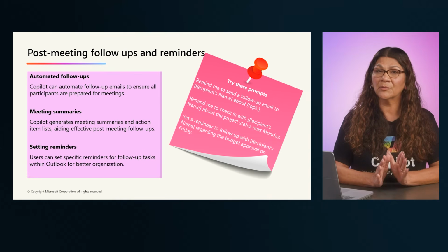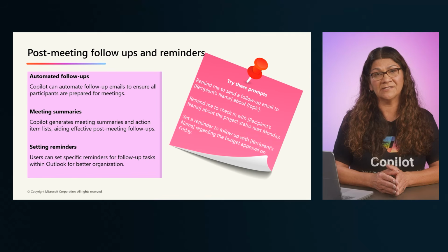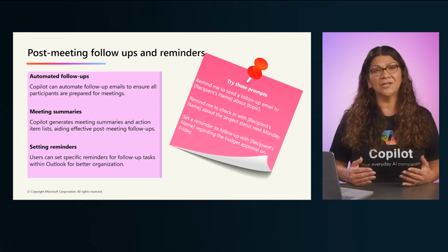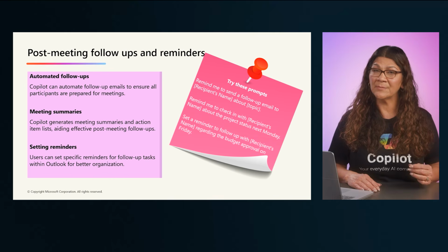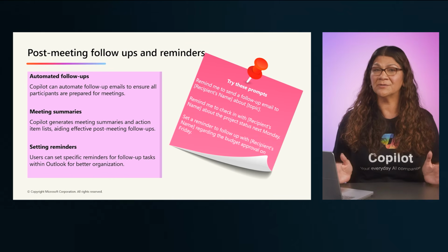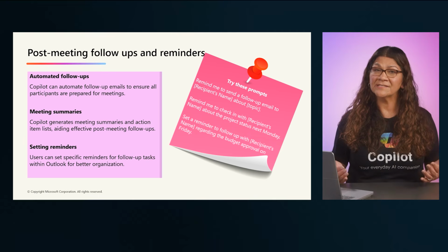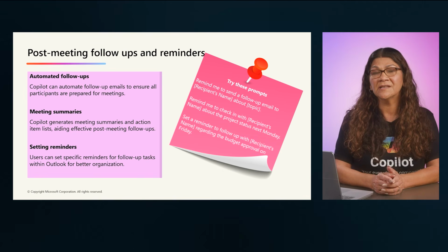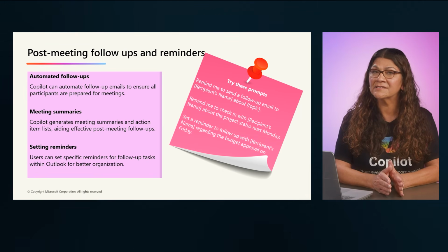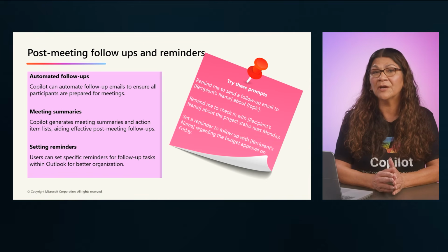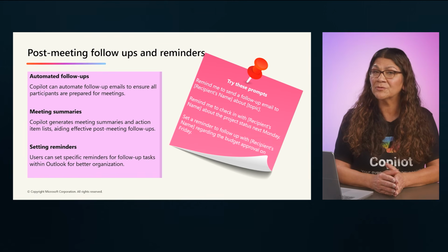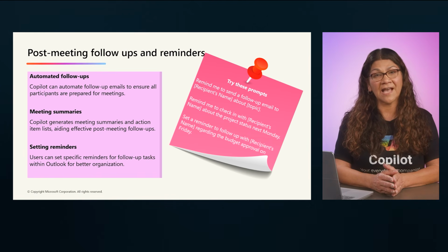Post-meeting follow-ups are where good meetings turn into real progress, and Copilot in Outlook helps you make that happen automatically. After you schedule and complete a meeting, Copilot can automate follow-up emails so participants know what to do next, generate meeting summaries and action item lists to keep everyone aligned, and help you set reminders so commitments don't slip through the cracks. The key is being specific about who the follow-up is for and what it's about, so Copilot can capture the right context and make your request actionable.